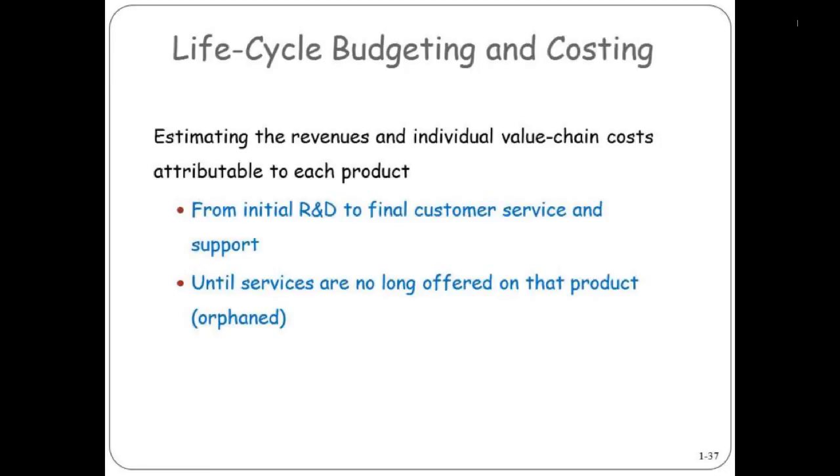Okay, life cycle budgeting and costing. If you just use production costs to figure out your pricing in a pharmaceutical company, you'll be out of business in no time because you spend billions of dollars on R&D. So life cycle budgeting and costing looks at the entire product life cycle, not just the production cycle, to determine what the appropriate costs are. So it's from initial R&D all the way through to the end game for that product.